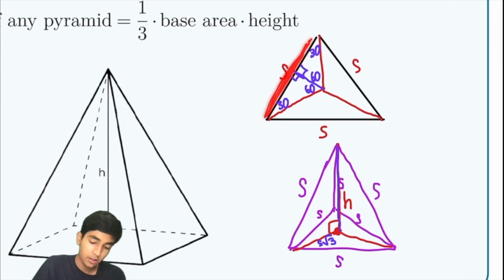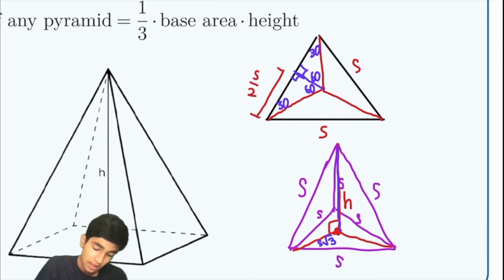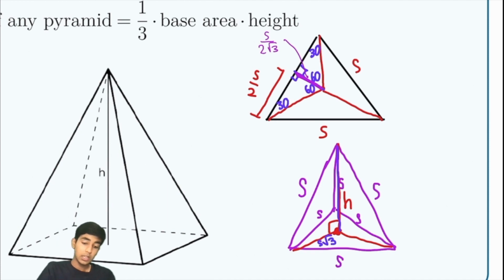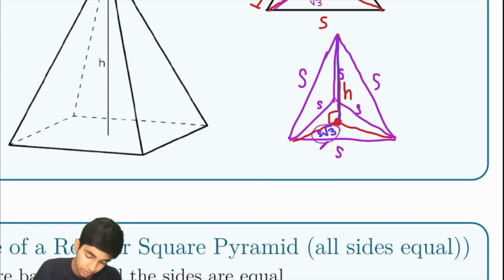This whole thing is s, so this part over here will be s over 2, and s over 2 is the side opposite 60 degrees, which means this side over here must be s over 2 root 3, because the side opposite 60 degrees is root 3 times bigger than the side opposite 30 degrees. And then this side, the hypotenuse, is just double the short leg. So double of s over 2 root 3 is just s over root 3, which is the length of the hypotenuse. And that's just what's over here, s over root 3.